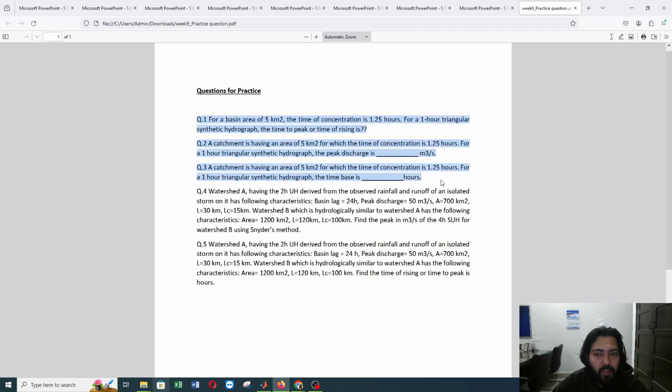The first three numericals are the same. Only, in the first numerical they ask us to find the time to peak, and for the same basin they ask us to calculate the peak discharge, and also the base time, right? So the first three questions are connected. Similarly, questions 4 and 5 are also connected. In question 4 they ask us to calculate the peak discharge, whereas in question 5 they ask us to calculate the time to peak. We have seen the solution for both of them in the same numerical problem. We have calculated the peak discharge, and also the time to peak.